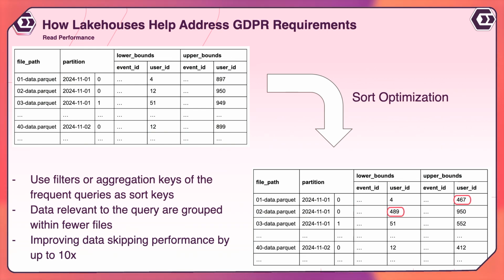This also means that data relevant to the query is grouped within fewer files, which will reduce the shuffle size for any aggregation or join operation.